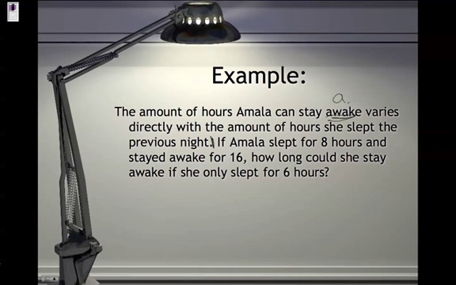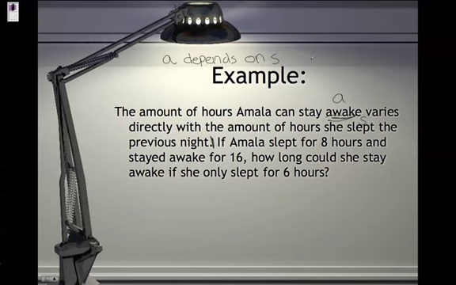It varies directly with the amount of hours she slept the previous night. So awake, A, slept, I would go with S. All right. And it says the amount of hours Amala can stay awake varies directly with the amount of hours she slept. That means A depends on S. So A is the dependent variable. It varies directly with S.